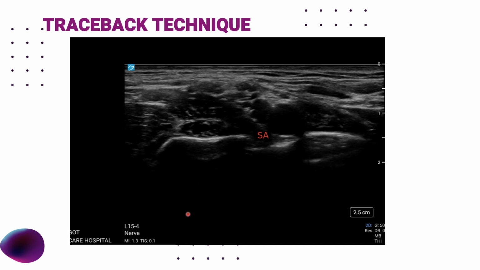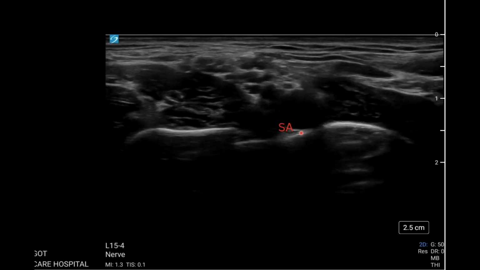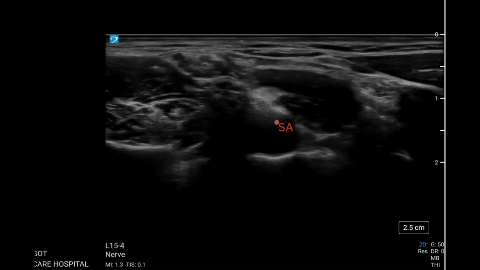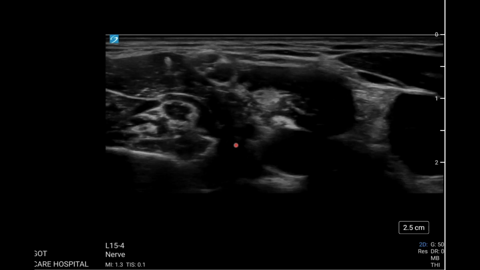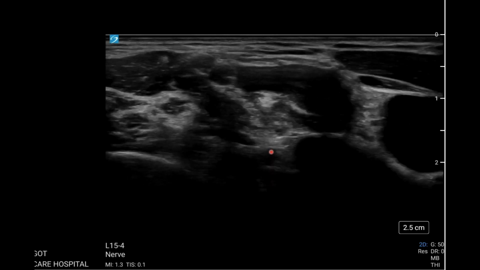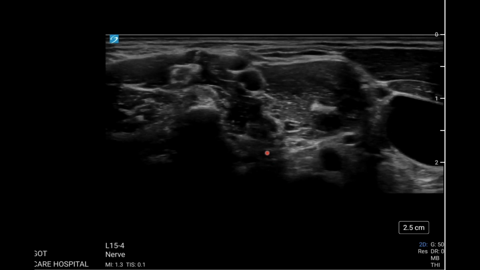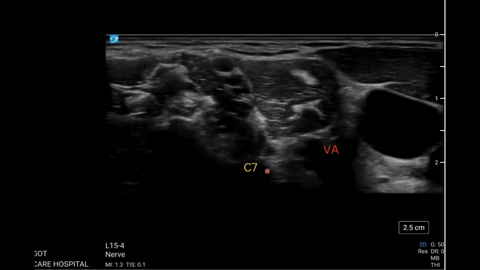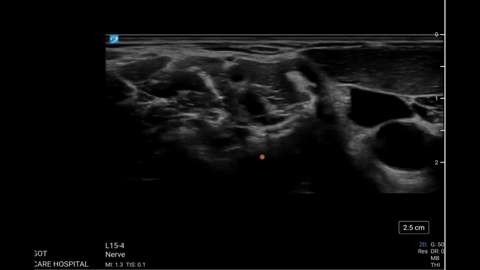As I said, the scanning starts at the supraclavicular fossa, and the aim is to identify the subclavian artery and the brachial plexus, that is the subclavian perivascular, which is posterolateral to the artery, and subsequently the probe is moved cephalad to identify the various nerve roots. So this is the posterior tubercle, this is the C6 nerve root, and this is the vertebral artery.